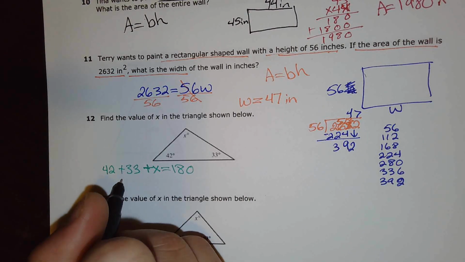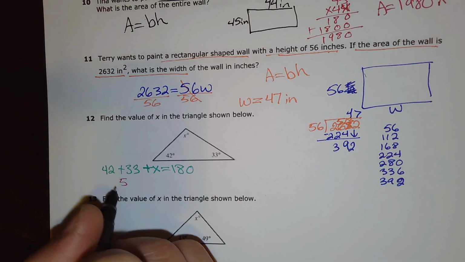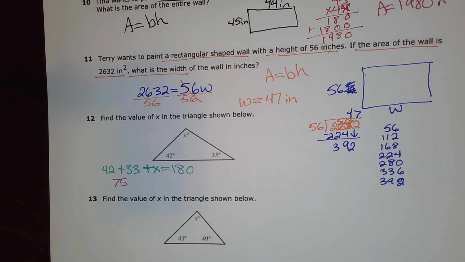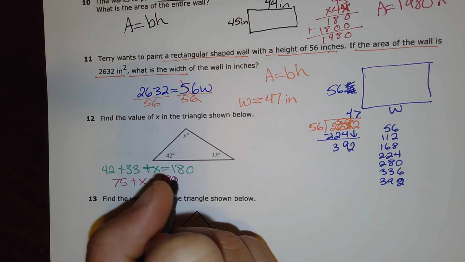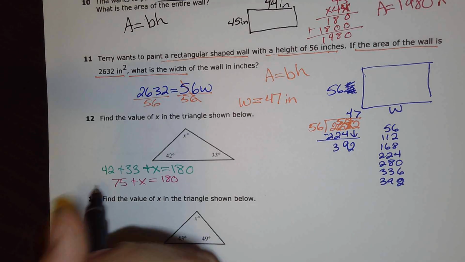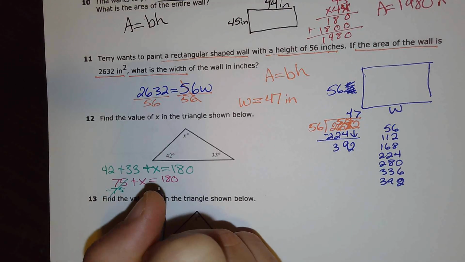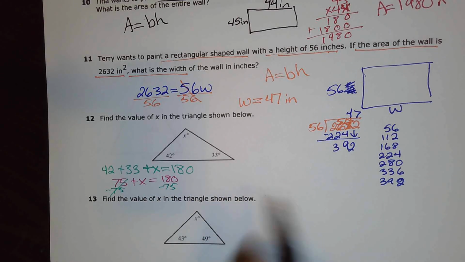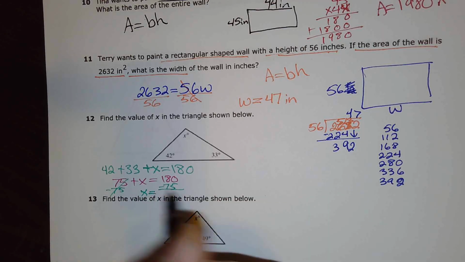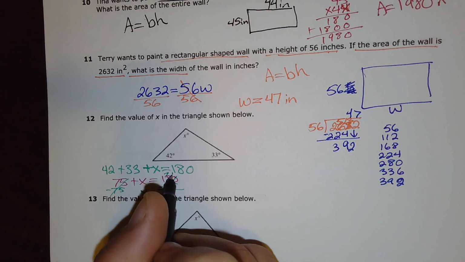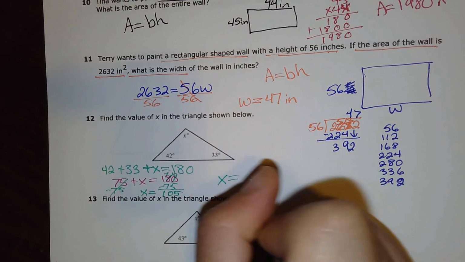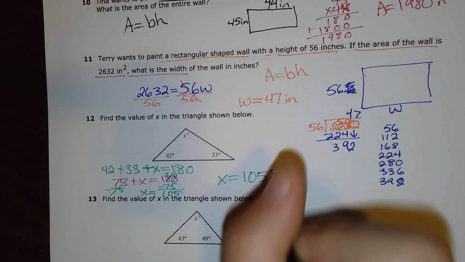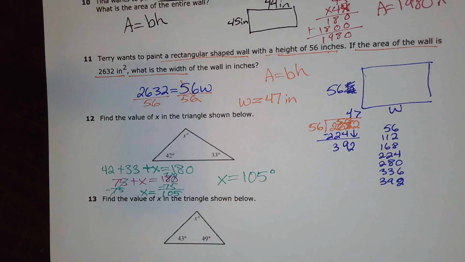2 plus 3 is 5. 4 plus 3 is 7. So we have 75 here, plus x equals 180. We're going to subtract that 75 from both sides. And what we end up with is x equals 105. So x is equal to 105 degrees. That was our missing angle. Okay.